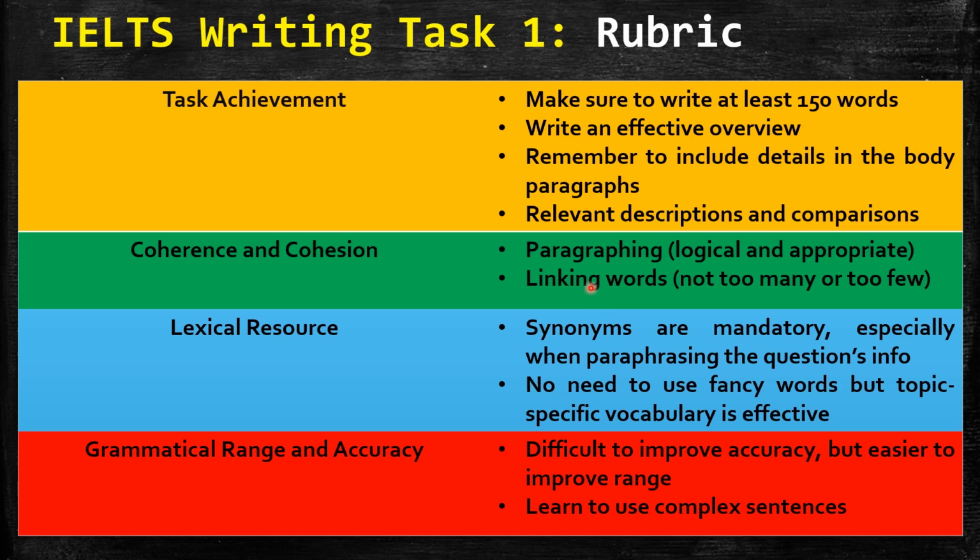And if you need to do so, then you can divide the body paragraph into 2. And also you should have some linking words. So what are linking words? Like first, second, third, overall, on the other hand, in contrast. These are linking words. But you do not need linking words in every sentence, but when it's required, you should include them.